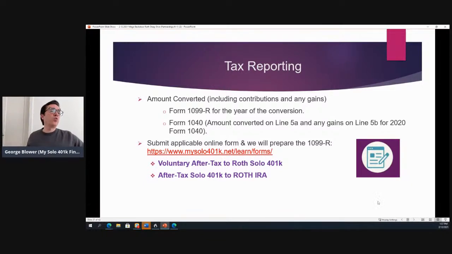And that's for the 2020 1040. So the 1099-R reports the amount converted plus gains, which then you have to translate over to your 1040 on line 5A and line 5B, just to be clear. And again, just to emphasize, we handle that as part of our services. So we have an online process to let us know about those amounts that are converted so we can capture that information that we need to prepare the 1099-R.